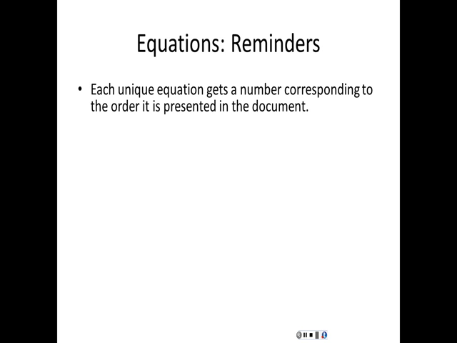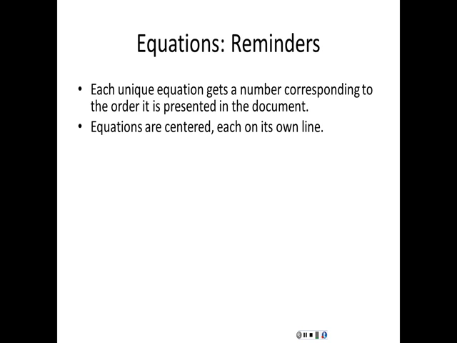Every unique equation that you're going to include in your lab report or other technical document gets a number corresponding to the order it's presented in the document. Three different types of items get numbered in this manner. You can have figures that get numbered, you can have tables, and you get equations. Microsoft Word has a fairly robust way to number figures and tables, and this guide walks through a bit of a trick to get the equation numbers formatted correctly.